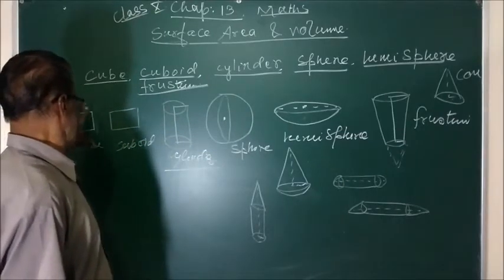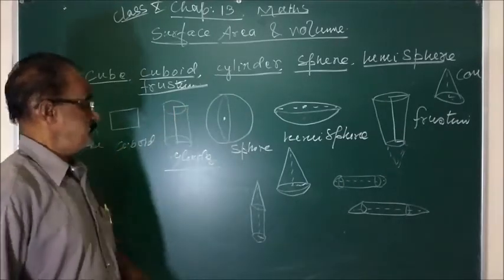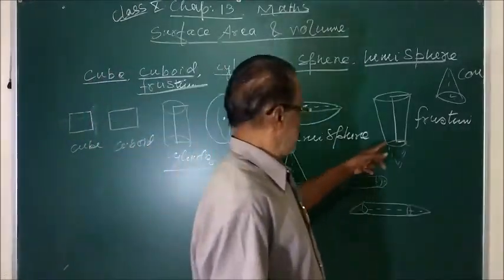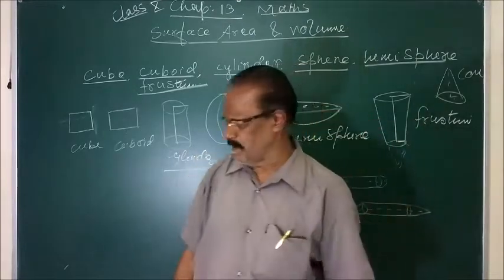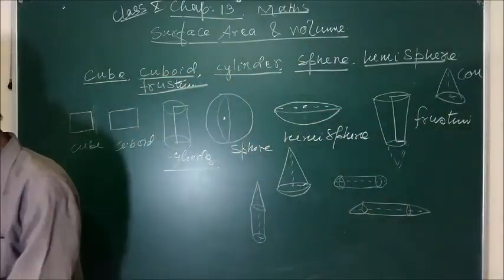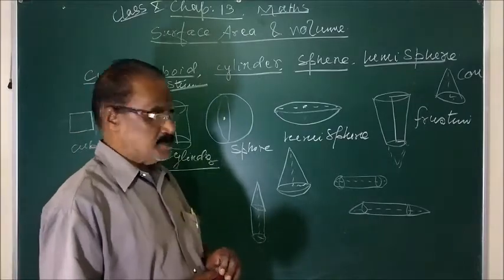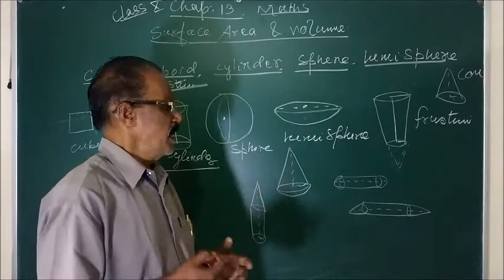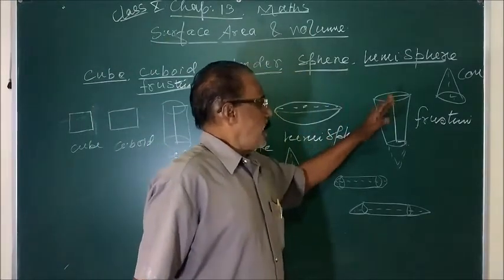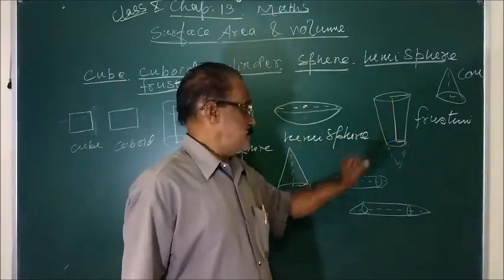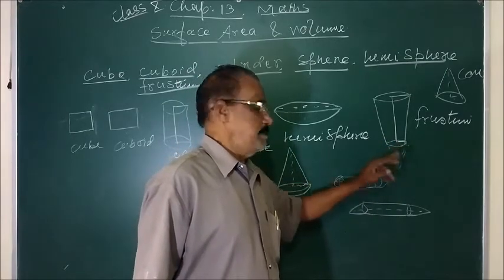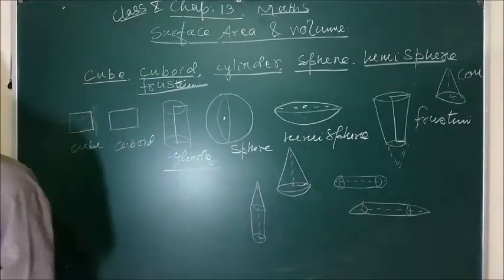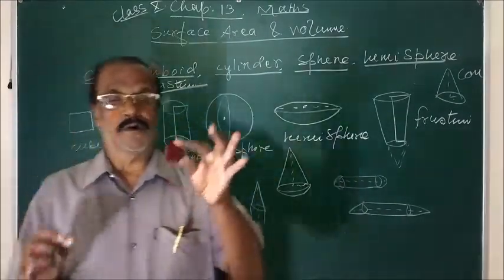These are the cube, cuboid, cylinder, sphere, and hemisphere. Frustum is a part of a cone. If you cut a cone, this cone will be converted into two parts. The cut out part of the cone is called a frustum, and the other will be a smaller cone. Now you see, this is the shape of a cone.